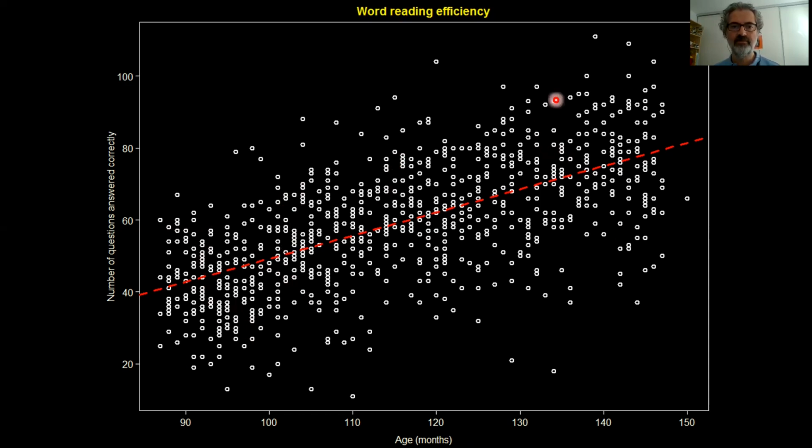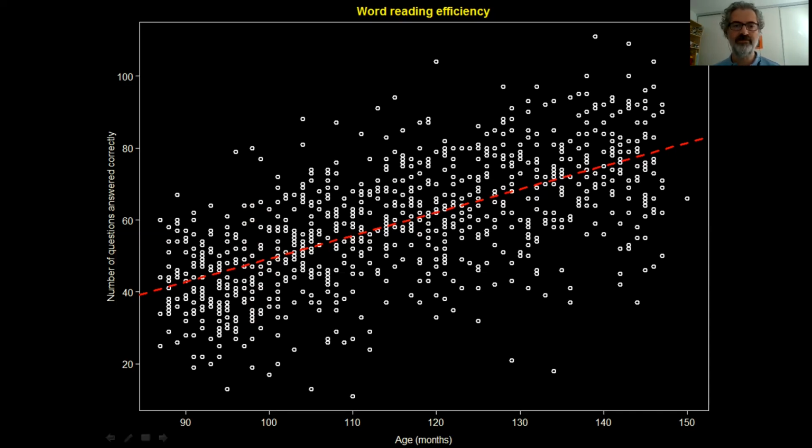This means that if you know the age of a child, you will not make a huge mistake predicting their actual performance. Of course, there is a wide range. So a child at 100 months of age can have as few as 20 words read or as many as 80. So that is a big range, but most of them are between 30 and 55. So if you guess the mean performance around 50, then you're not going to be far off for most children.